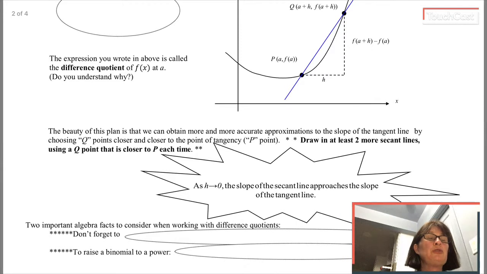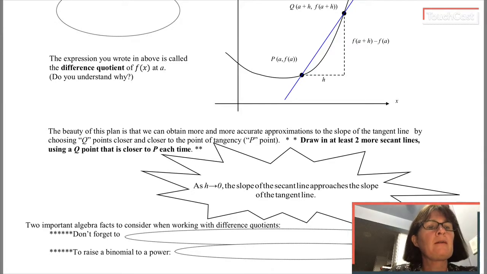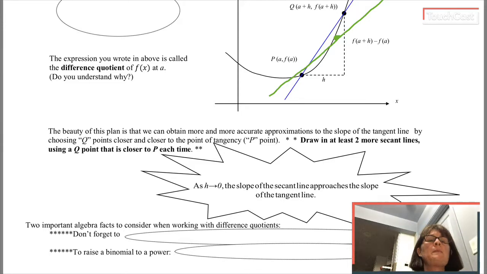Okay, so now I want you to imagine however small h was, not small enough. I want my points to be closer. So I'm going to do it one time. Not in blue, let's do green. I'm going to pick a point that is closer to P than Q was. And now I'm going to draw in a new secant line. I'm going to connect the same point P with my new green point. So the slope is clearly different.